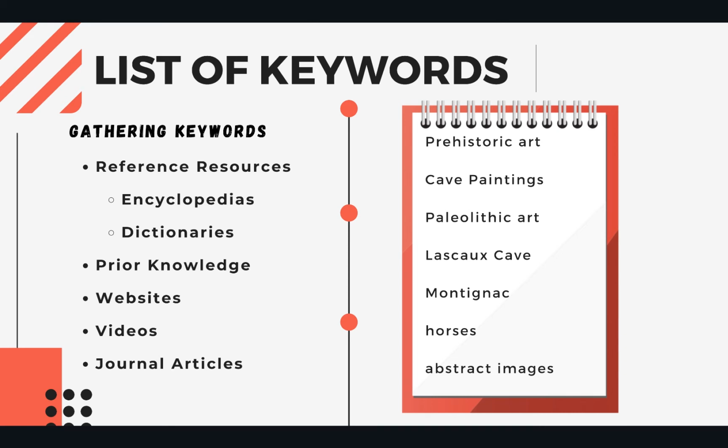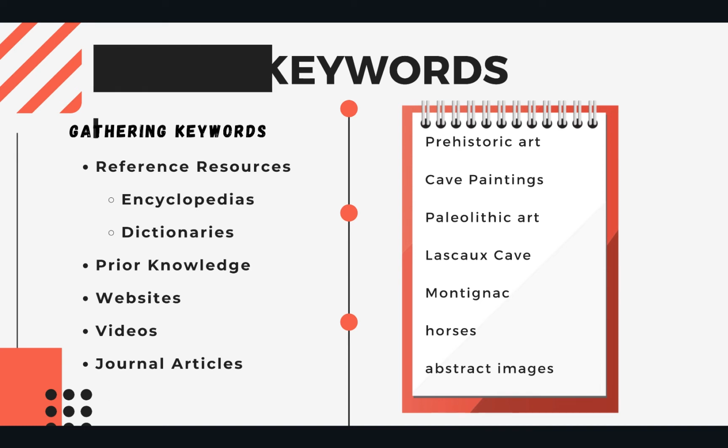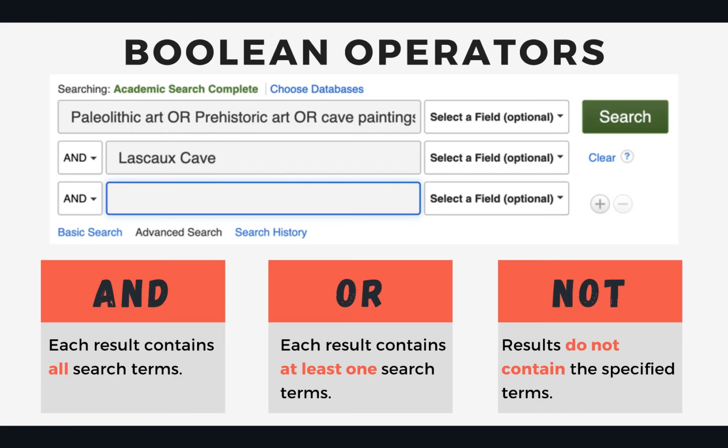Another place to gather additional keywords is from books, journal articles, websites, and even videos on your topic. When you have 2 or more keywords to enter in the database, you can select Advanced Search to use Boolean operators to combine them. Databases use Boolean operators to help you expand or narrow your search. This will help you have more control over your search.